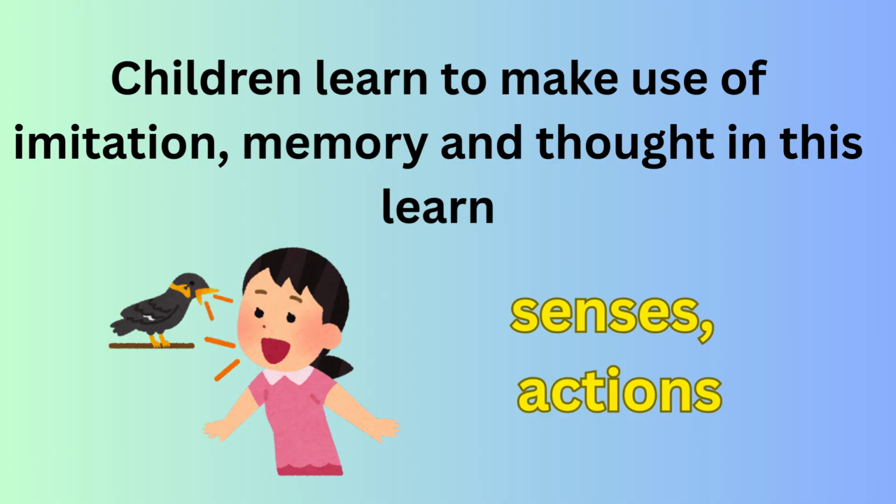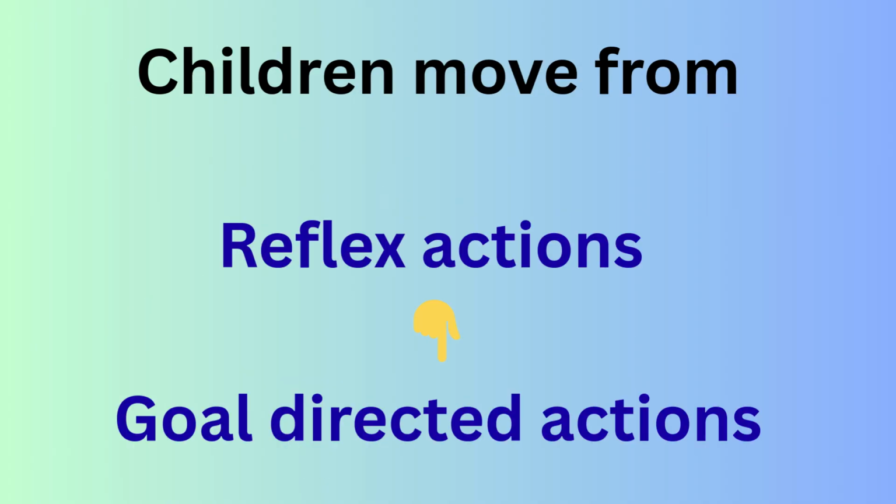According to their senses, they learn different actions. If a cow or a crow is making a sound, they try to make these sounds too. Children move from reflex actions to goal directed actions in this first stage. Reflex actions like sucking milk, to goal directed actions like holding a toy.